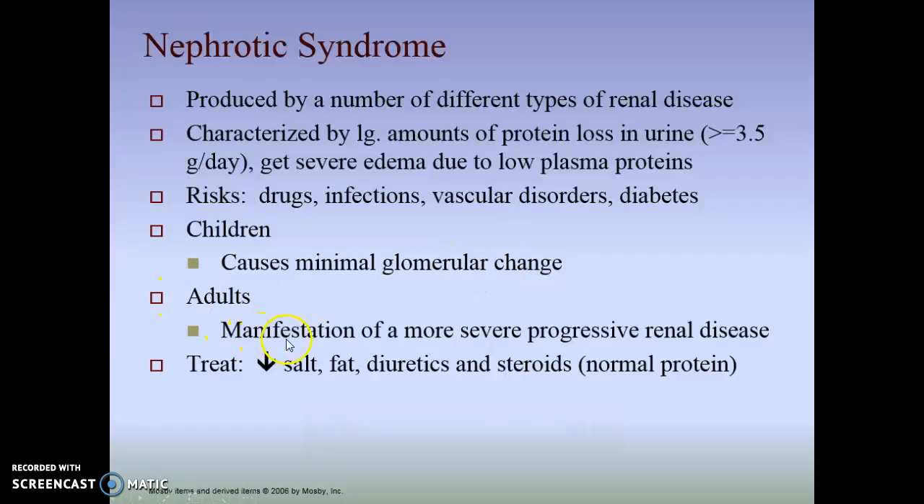However, with adults, the manifestations generally indicate more severe renal disease, and it's progressive, so the damage is not always corrected. You have scar tissue that develops, sclerosis. So then to treat, generally you'll do this by diet. Decrease the salt and fat content. You can have diuretics and steroids, and generally a normal protein diet, even though you are having large amounts of protein lost in the urine.